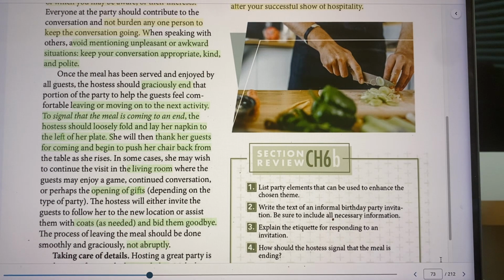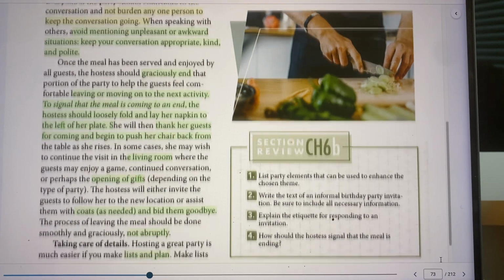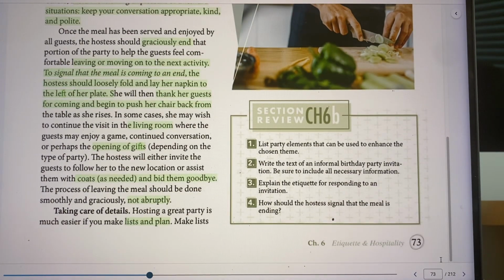And also, when they come in with their coats, have a special place to put their coats. Then when they're leaving, you can have someone, or yourself, pick up the coats and bring them their coats. And they won't have to go into the bedrooms or wherever you put them to find them. So the process of leaving the meal should not be done abruptly. It should be very gradual as they leave. They can hang out for a bit.